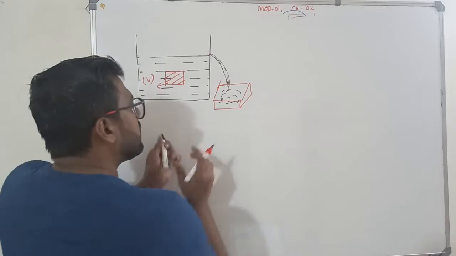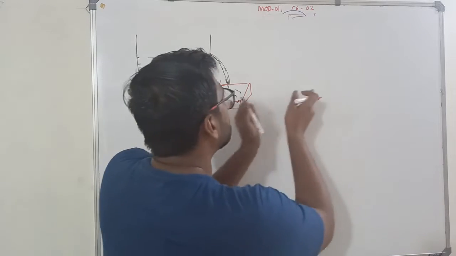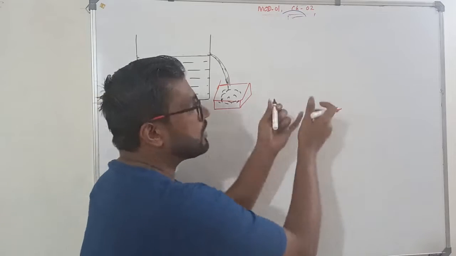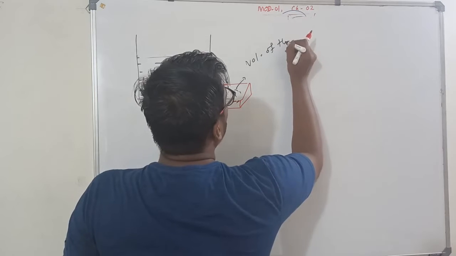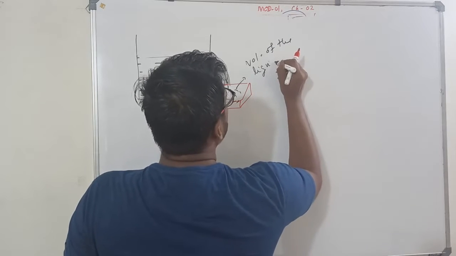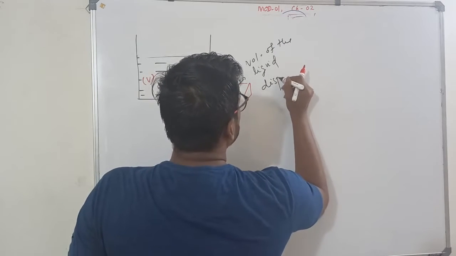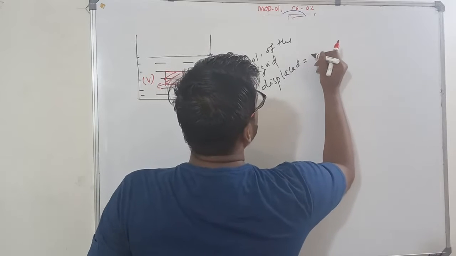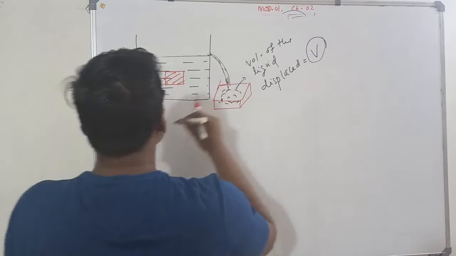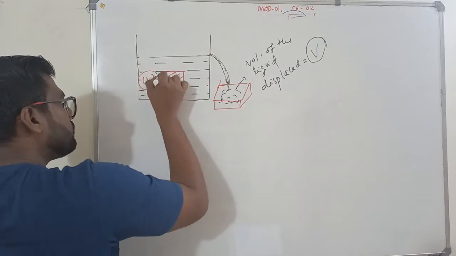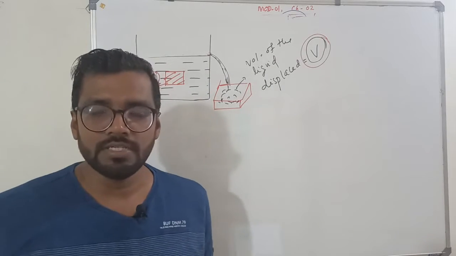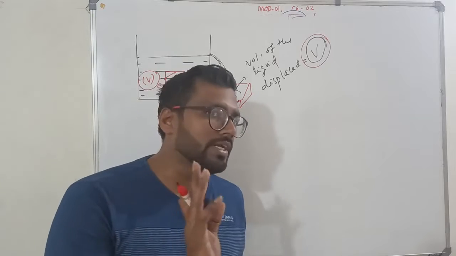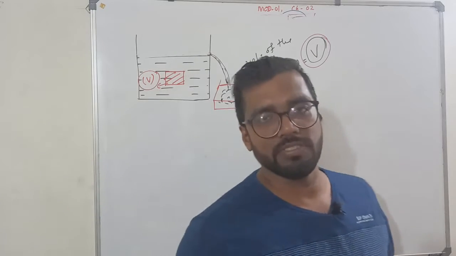So this container I took out, and I measured the volume of the liquid. The volume of the liquid displaced was surprisingly V only. That means, how much is the volume of the solid? The same volume of liquid it has displaced. This is your Archimedes principle.